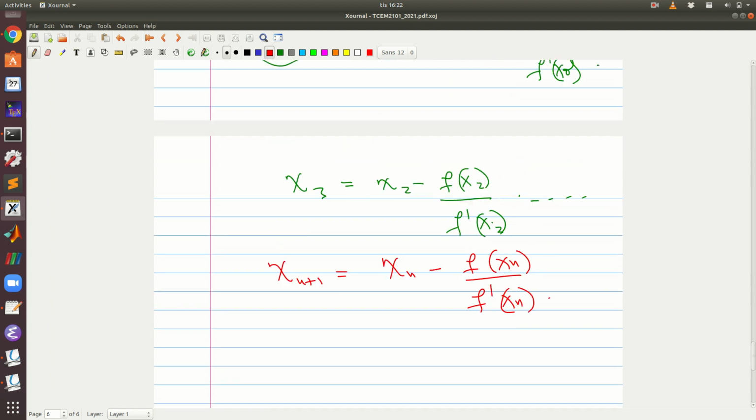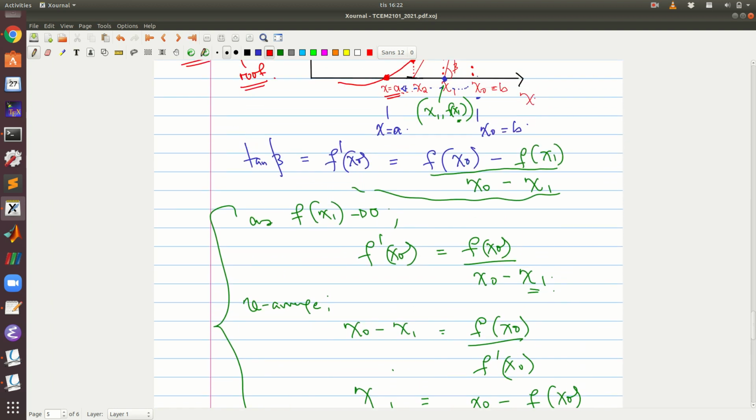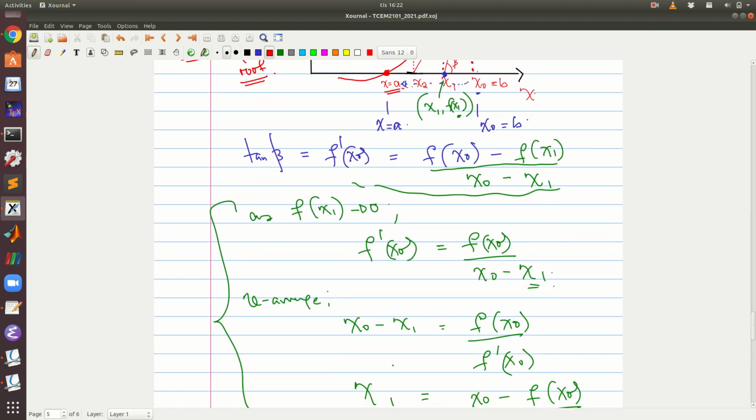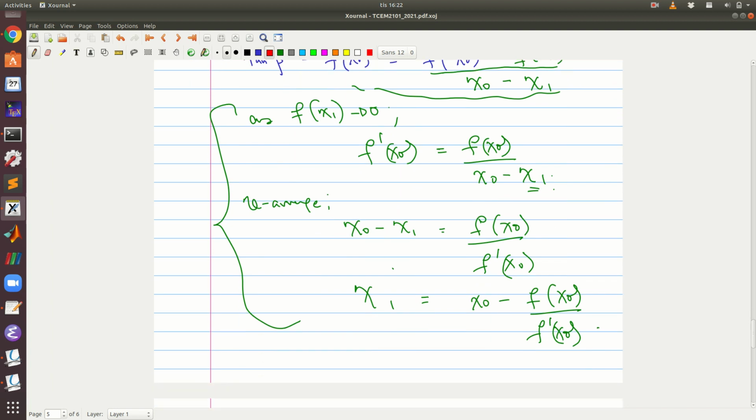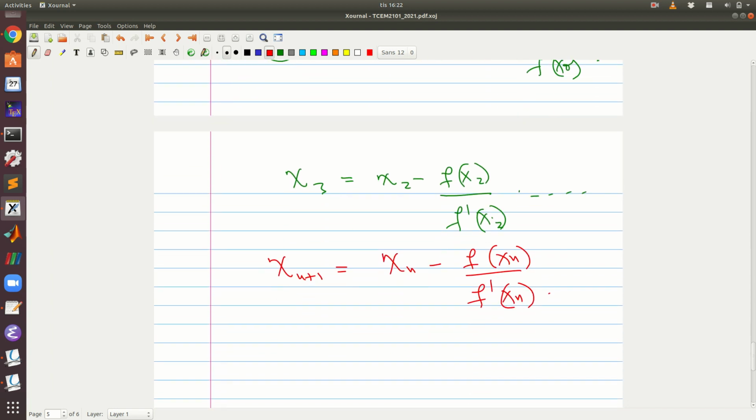Okay, so that is it. That is just the idea behind the Newton-Raphson method here.